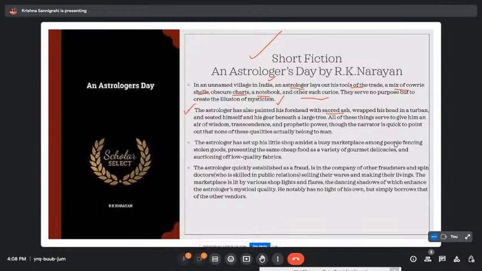The astrologer has also painted his forehead with what? With sacred ash, wrapped his head in a turban, and seated himself and his gear beneath a large tree. All of these things serve to give him an air of wisdom, transcendence, and prophetic power. Though the narrator is quick to point out that none of these qualities actually belong to the man. You will see that if you go to any of the astrologers anywhere, nowadays some of them are modern, but if you talk about the traditional attire and the traditional presentation of somebody who is a prophet, somebody who is an astrologer, then you see that they have their own way of having a turban, putting sacred ash on the forehead, and sitting beneath a large tree.